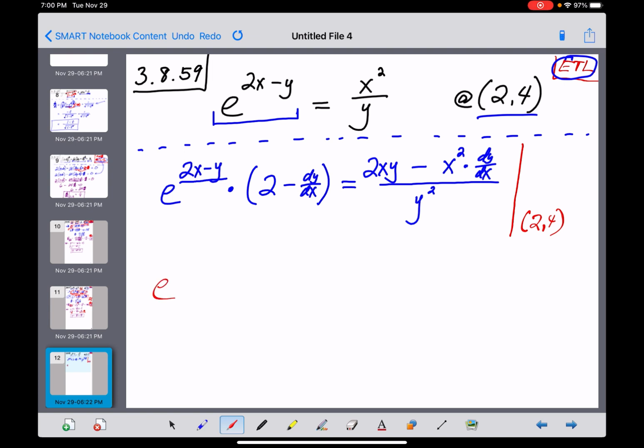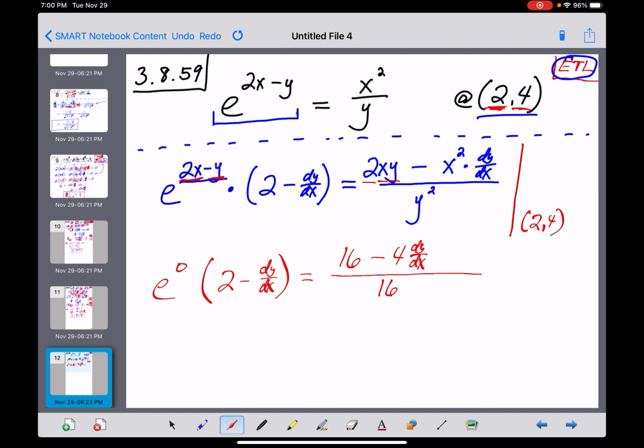Here's what I saw that I thought was kind of cool. The 2x, that's 2 times 2, which is 4, minus 4, gets us an e to the 0 power, which is just going to equal 1. That gets multiplied now by 2 minus dy/dx, which we don't know, that's what we're looking for, so that has to stay there. All of that equals 2 times x times y. 2 times 2 is 4, times another 4 gives us a 16 there. Minus x squared is 4, and there's a dy/dx right there as well, all over y squared, which is a 16 here.